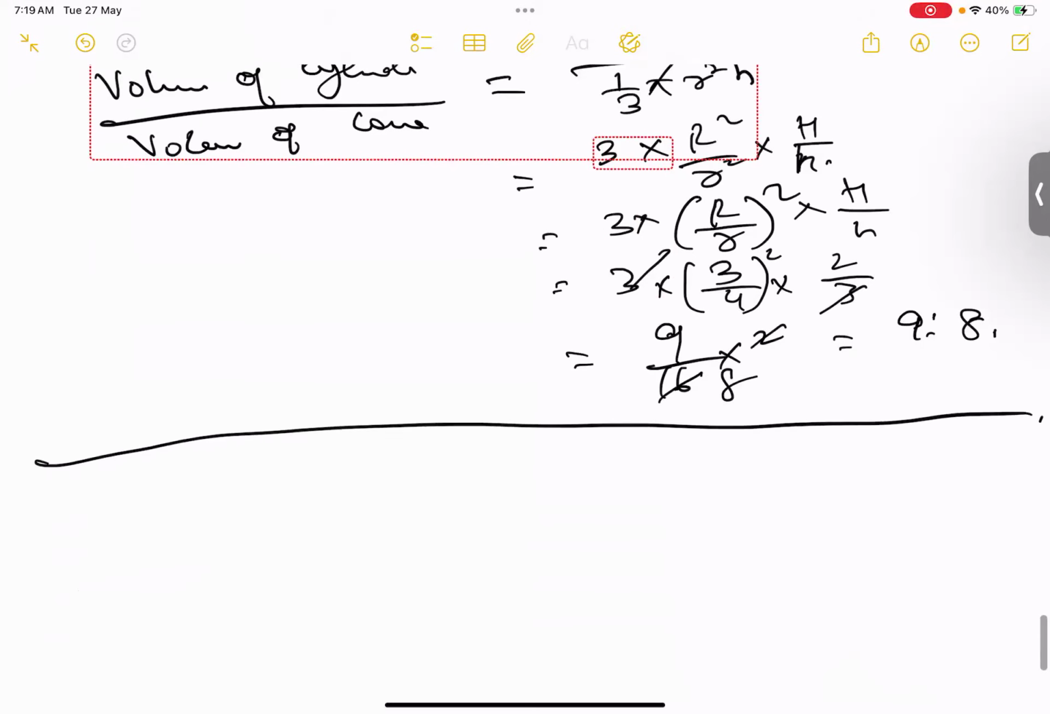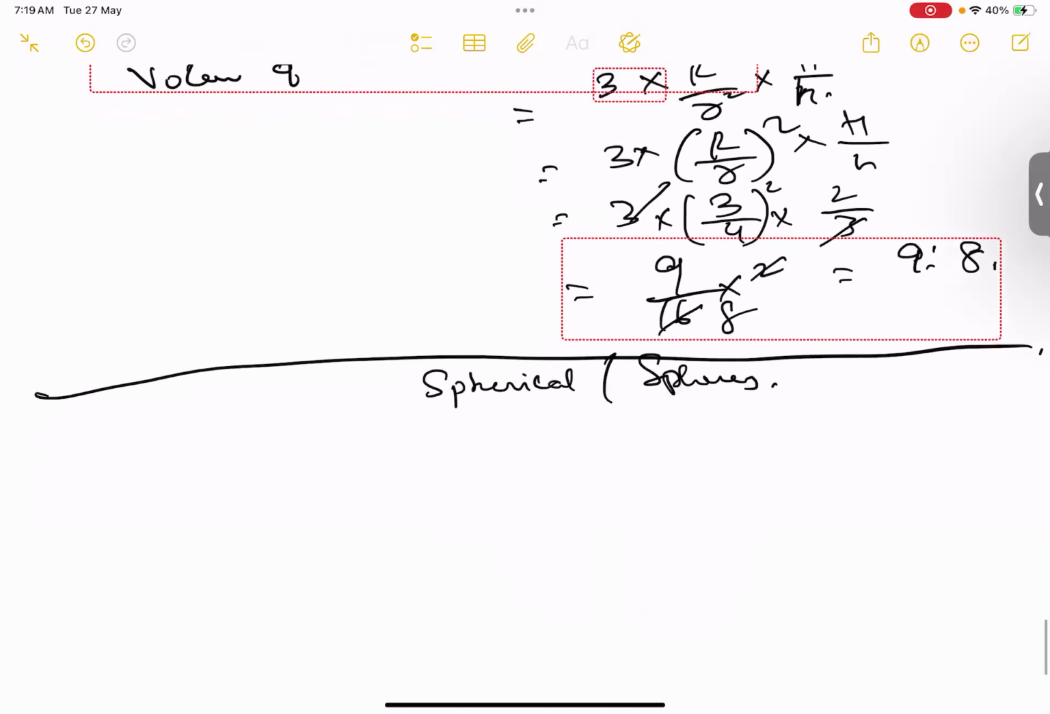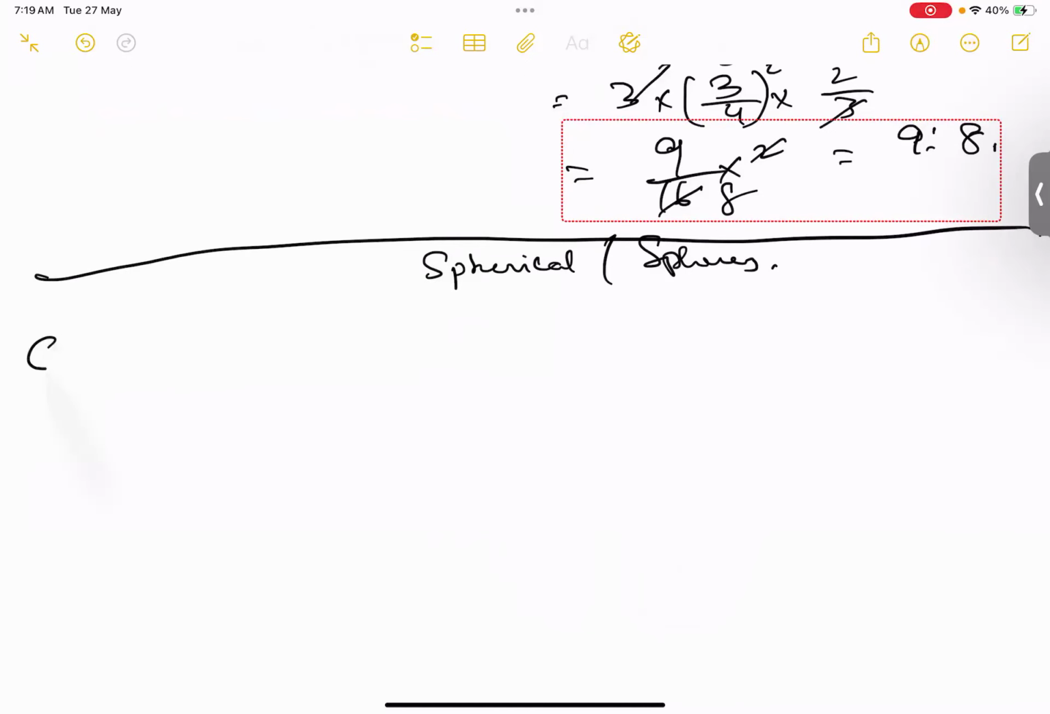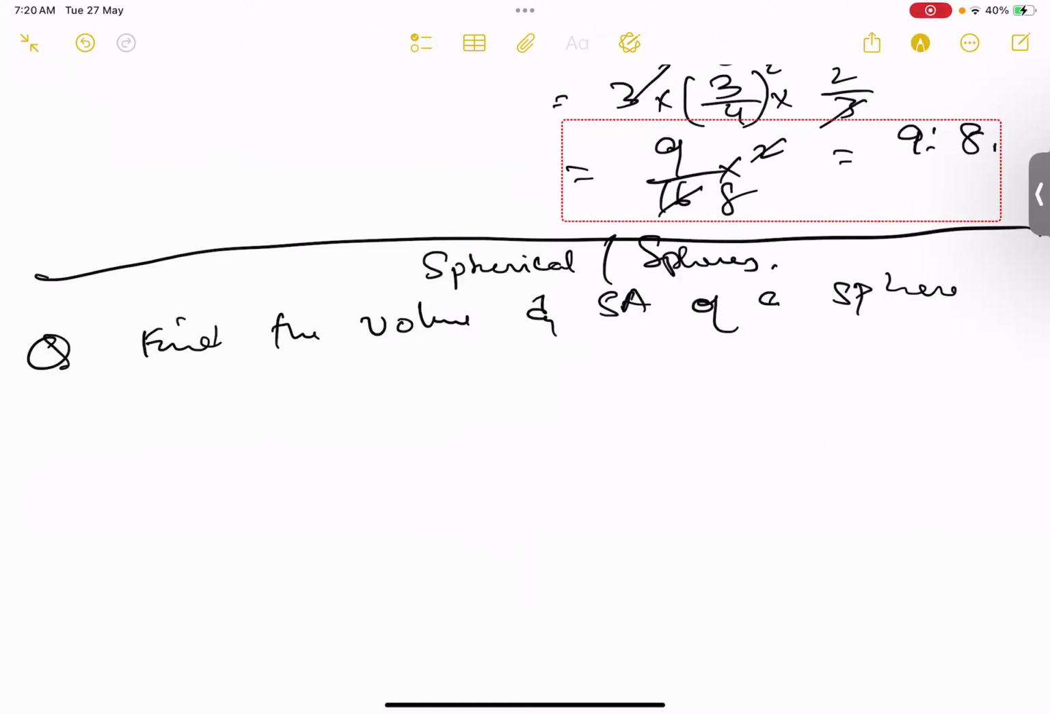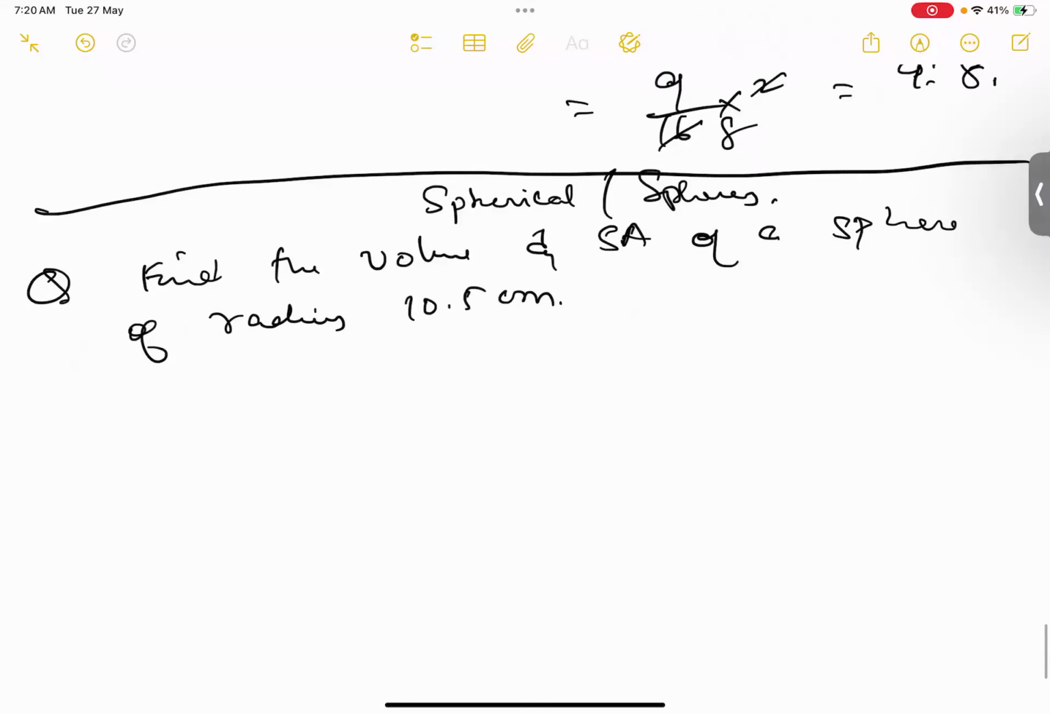Lastly, we'll come to spherical objects, or spheres. Suppose we have to find the volume and surface area of a sphere of radius 10.5 centimeter. So this is a direct question, okay? So the radius is 10.5 centimeter.